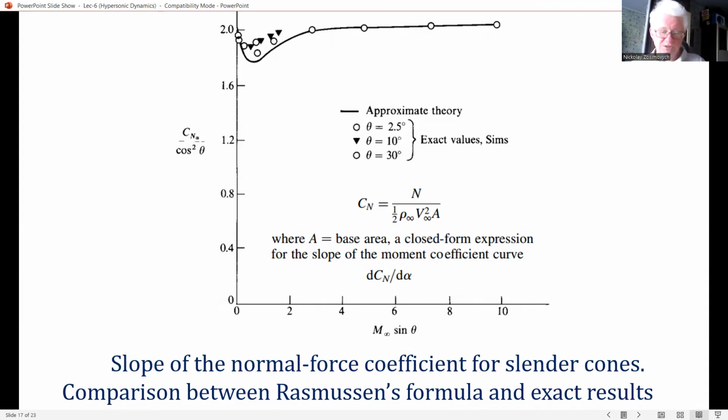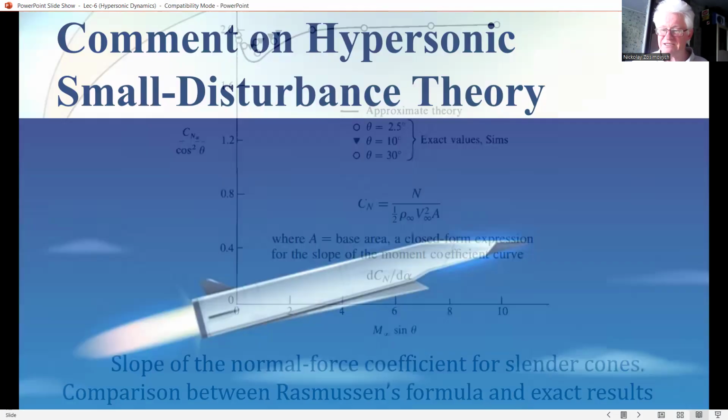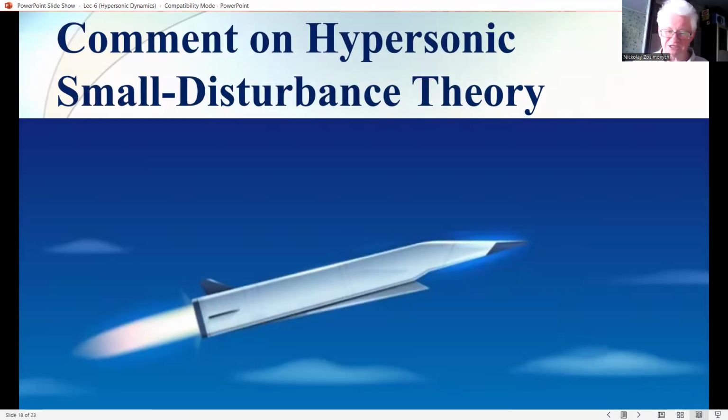Okay? So now let's come to the next question of today's lecture. Let's analyze comments on the hypersonic small disturbance field. So small disturbance or small perturbation theories abound in aerodynamics, in the areas of subsonic and supersonic aerodynamics. The small perturbation approach leads to linear theory, with correspondingly simple results. So why are we using this method here too?